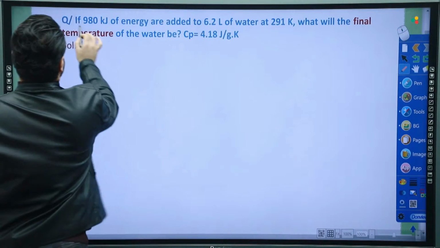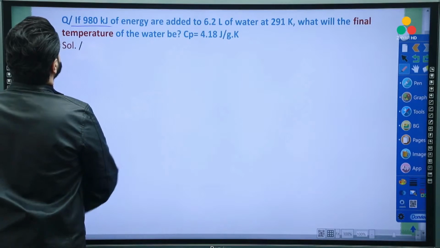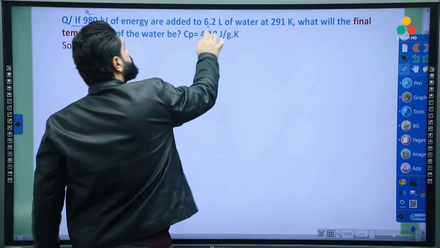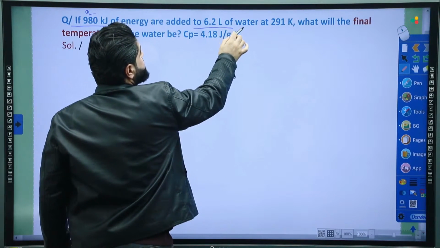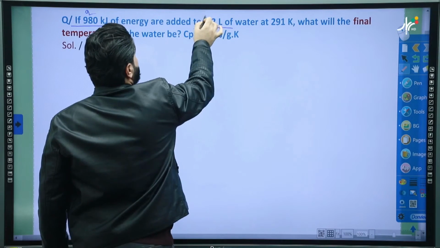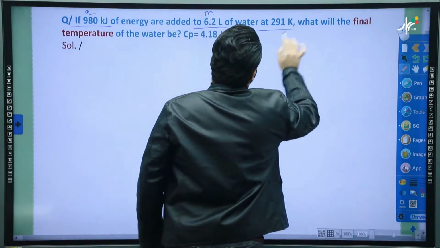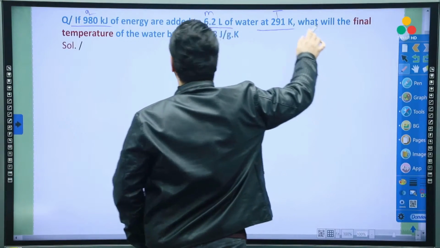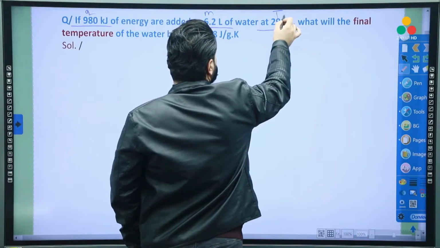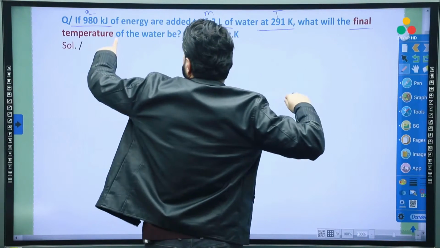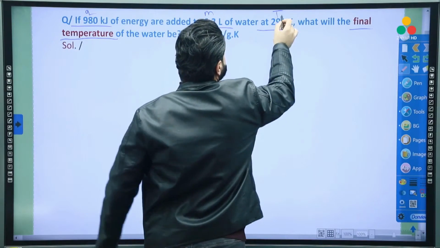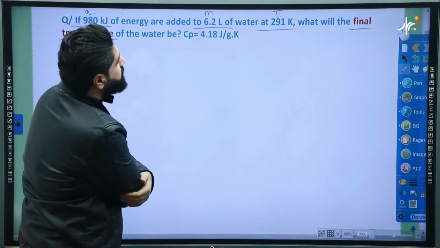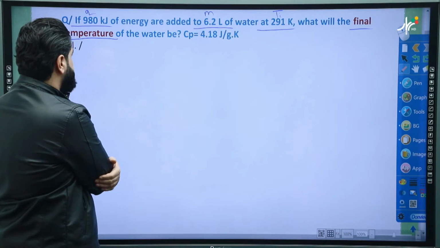Look, if 980 kilojoules, it's Q, of energy are added to 6.2 liters of water, so it's M, at 298 Kelvin, it's T, but we don't know if it's T1 or T2. What is the final temperature? Because it asks us to get the value of T final, so this must be T initial. We have T initial, and what will be T final of water?